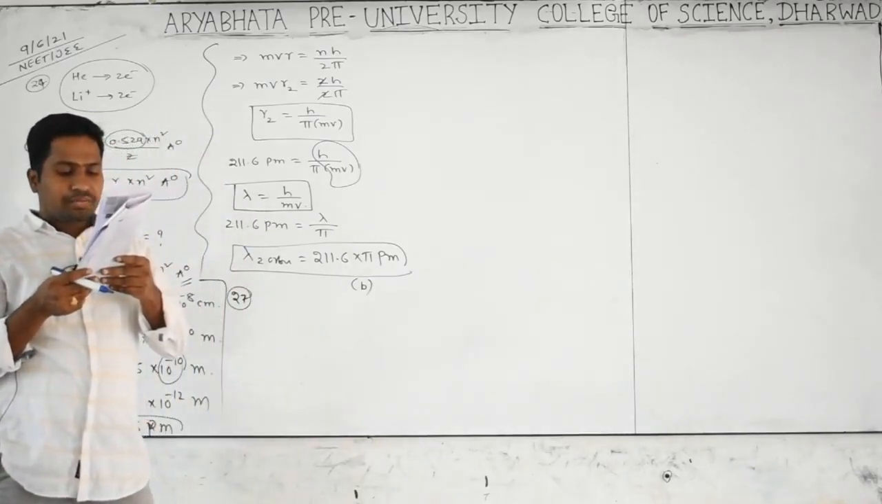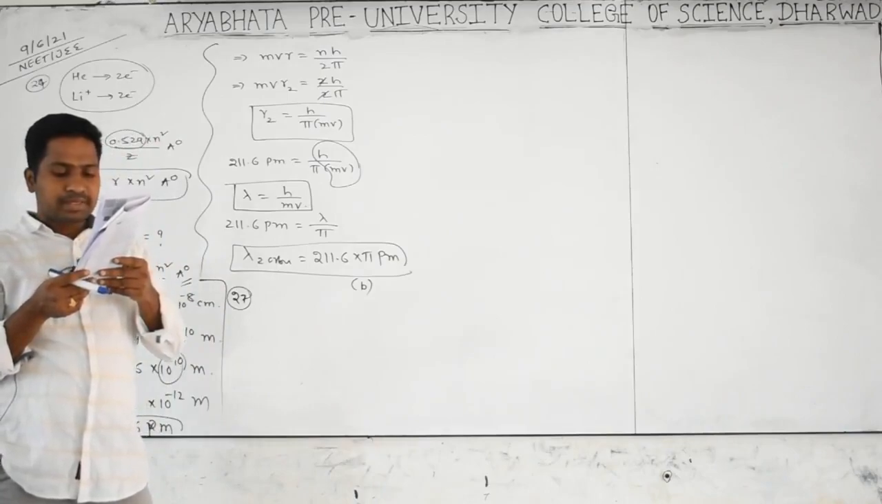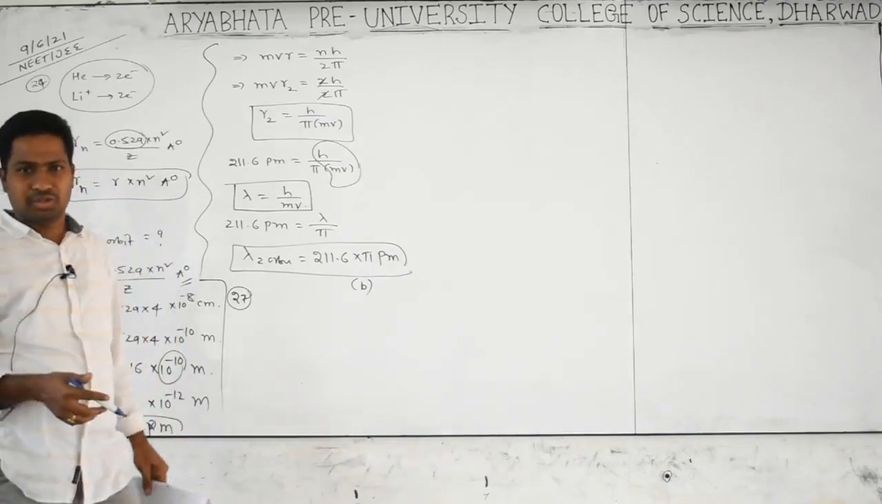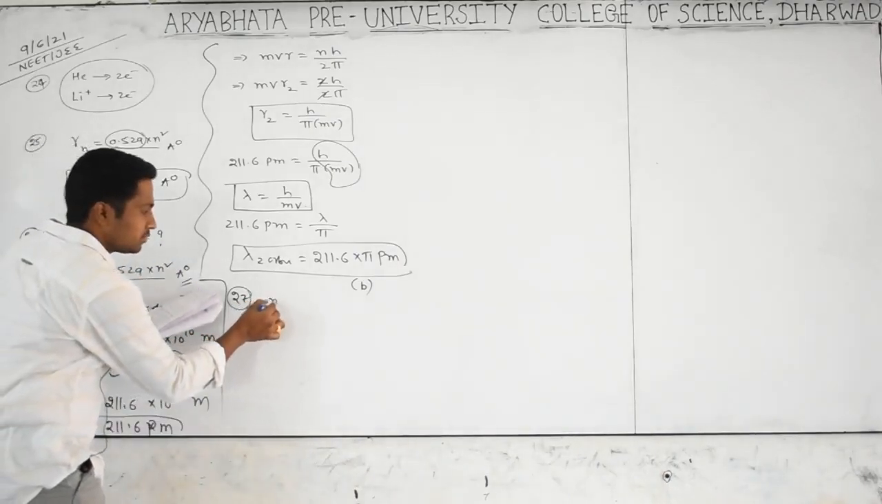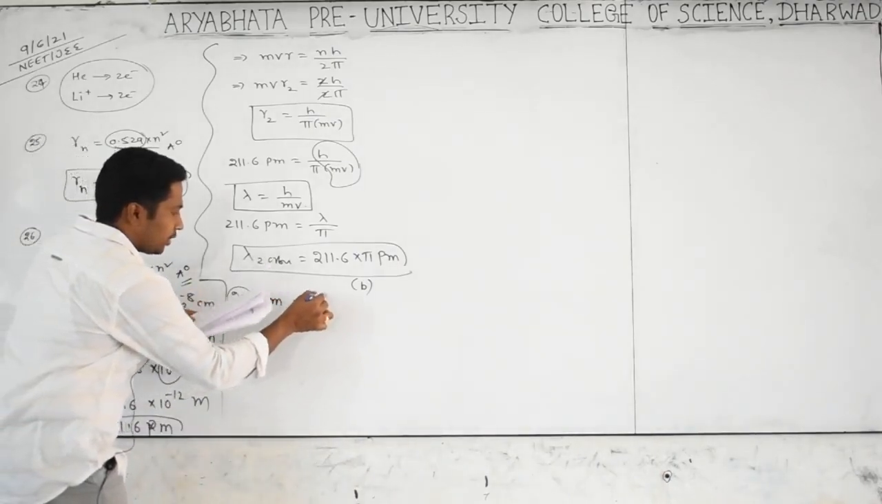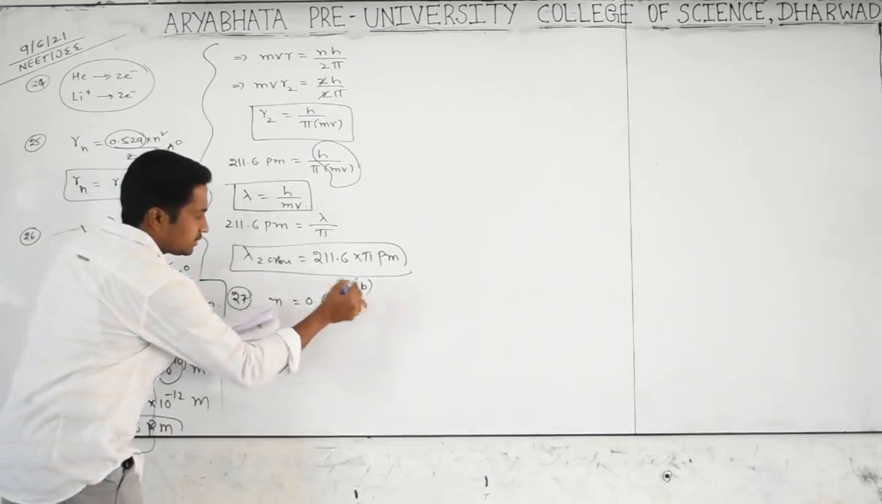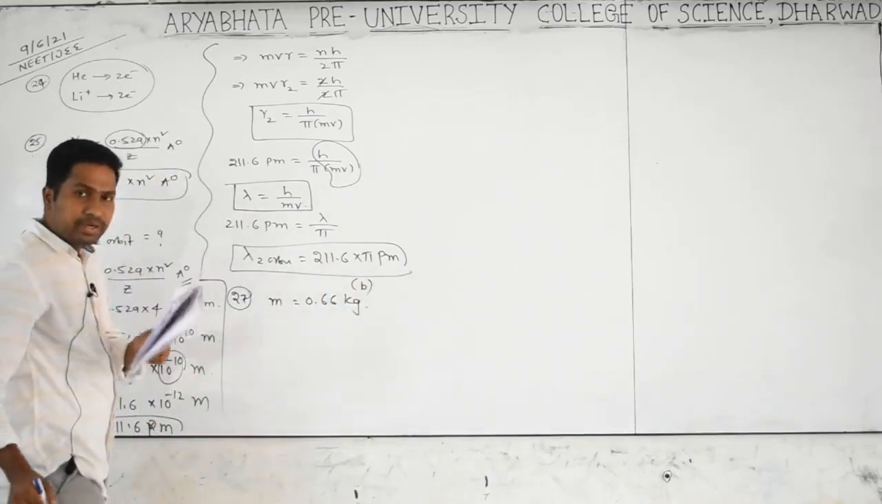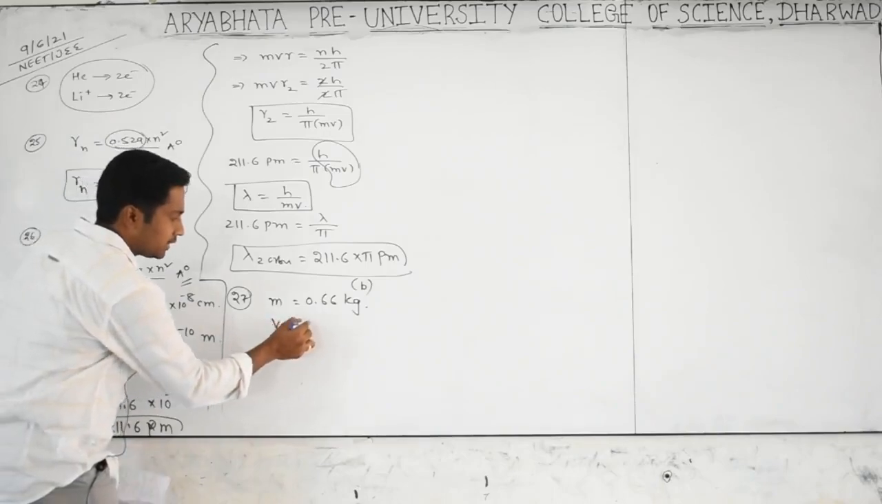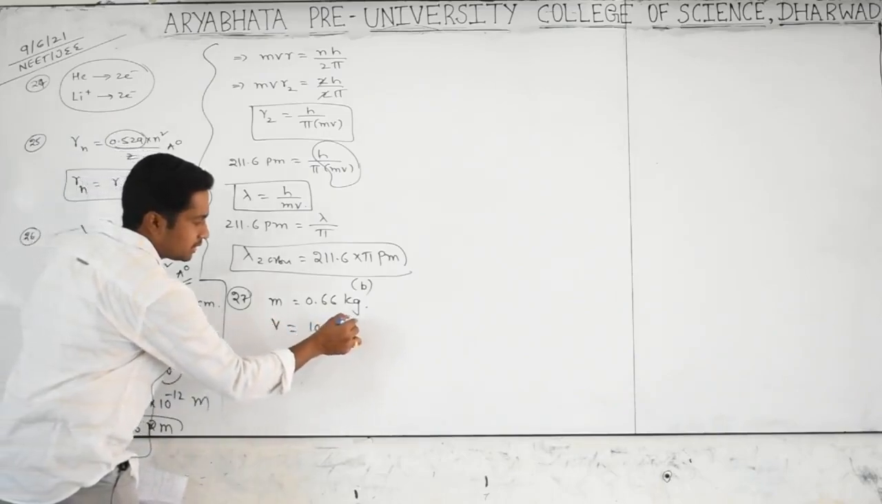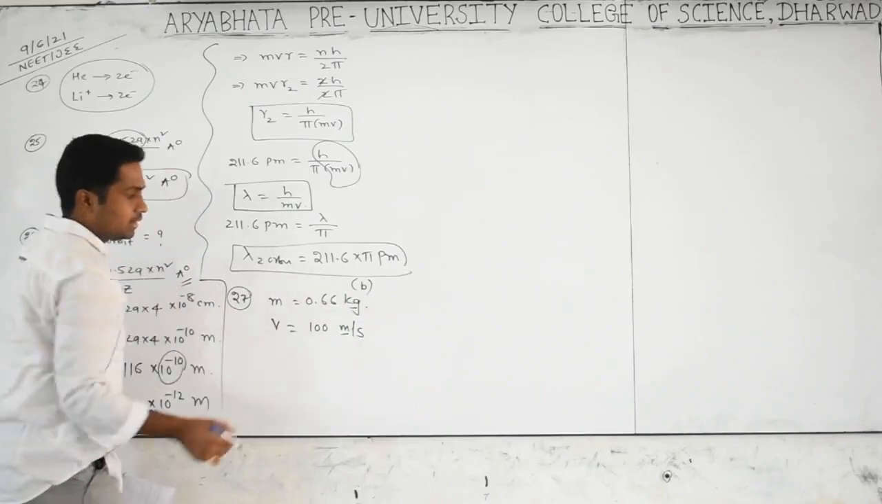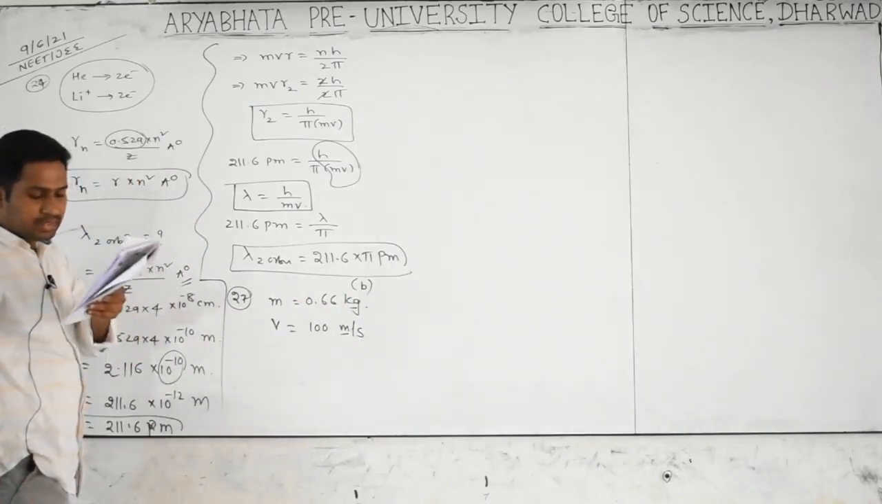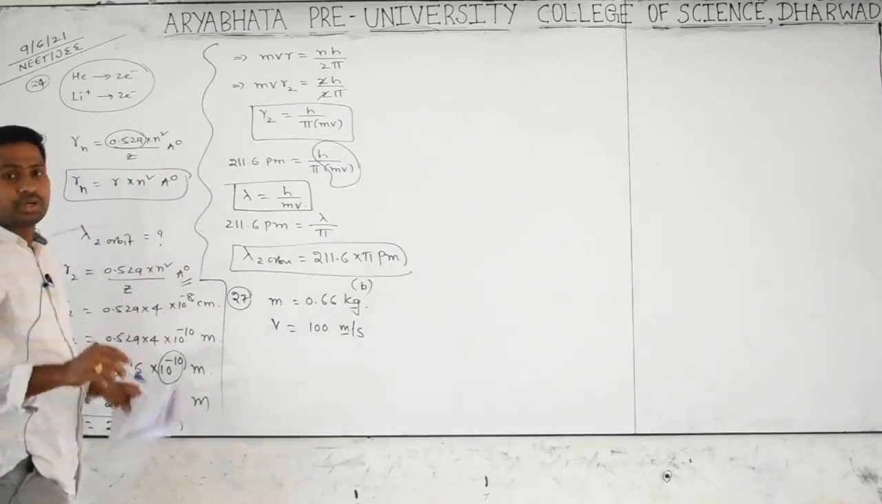A ball of mass 0.66 kg is moving with a speed of 100 meters per second. Then the associated wavelength will be? It is a textual question. The mass of the body is given as 0.66 kg, and the speed or velocity of the ball is 100 meters per second. Both are in the MKS system, no problem. Then he is asking for the wavelength associated with the ball.